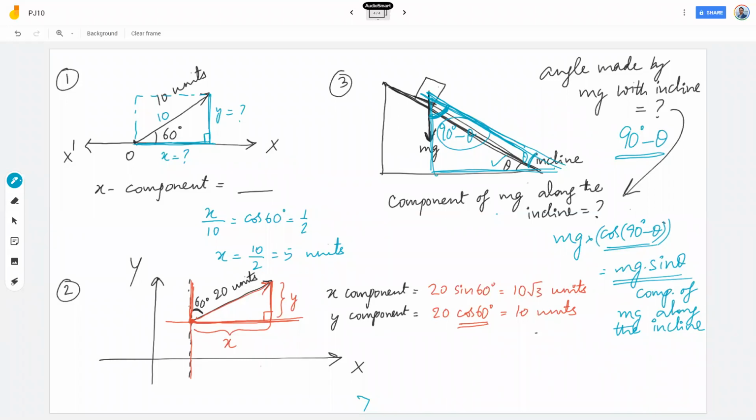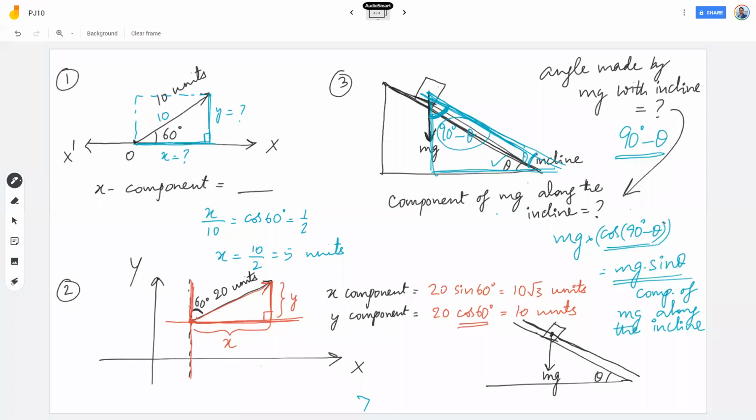Okay, so tell me, will mg sin theta be directed down the incline or up the incline? If this is the incline, the block is like this. Mg force is acting like this. Mg is the weight of the object acting vertically downwards. This is theta. We wanted to find the component of mg along the incline. So along this line, I have to find the component of mg.